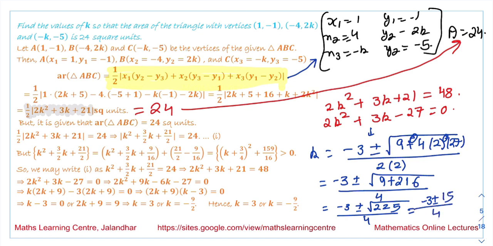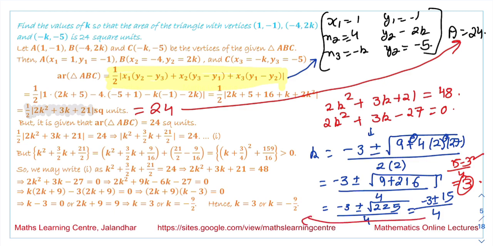15 by 4. So negative values we are not interested in. So what we are left with is 15 minus 3 by 4. So the answer we will get is equal to 3. But in this case we are calculating the values of k, so negative values we will assume over here, because these are not values of area, these are values of k.